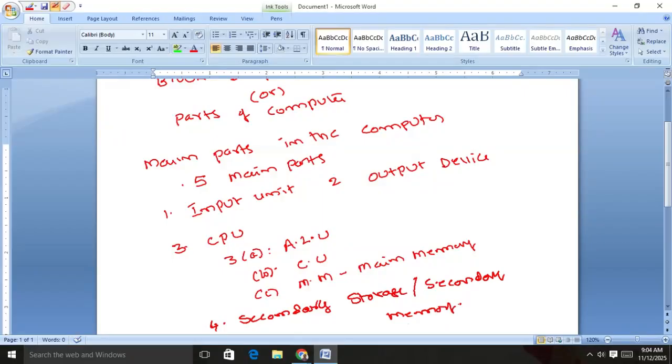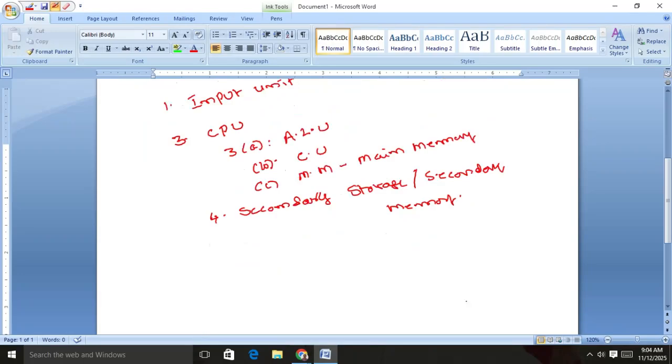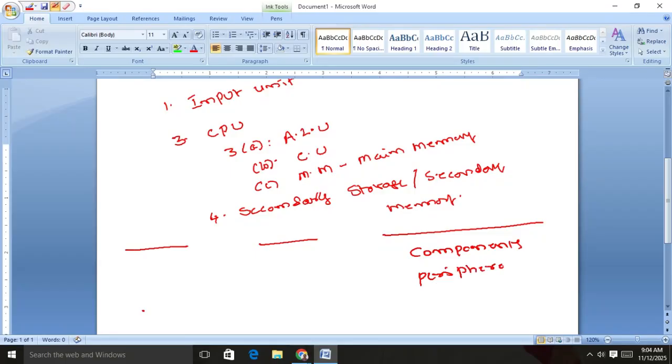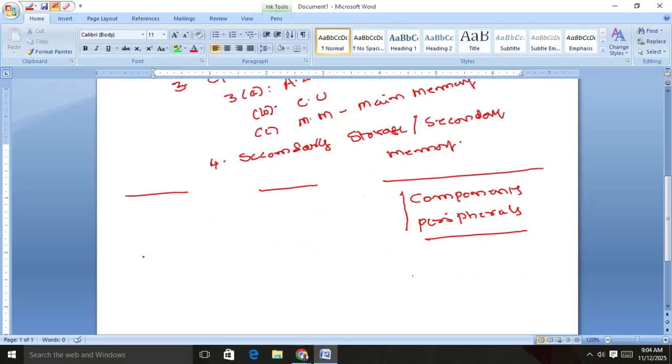When we are discussing the computer parts, first of all we need to know the difference between components and peripherals, right? So I will explain the difference a little later. Now I would like to draw the block diagram of the computer.